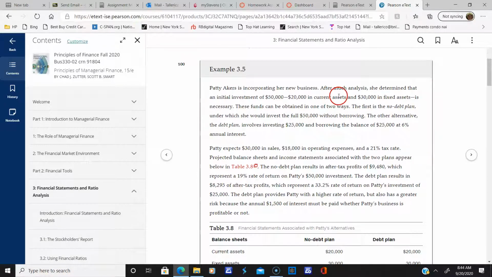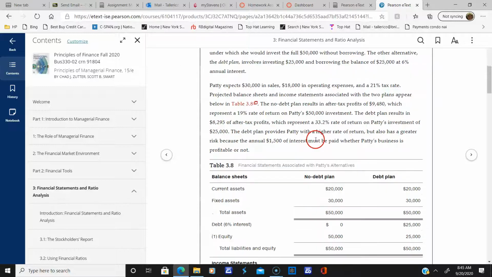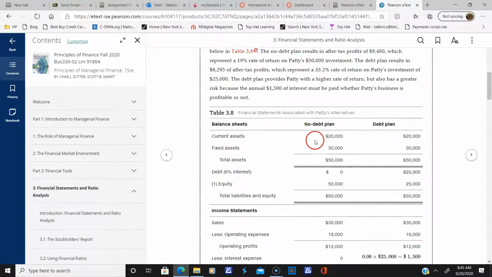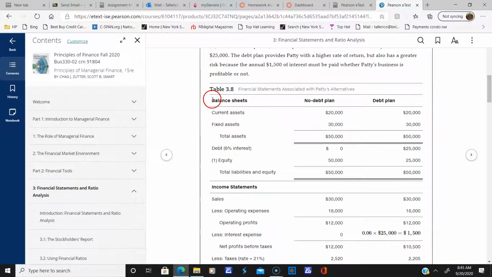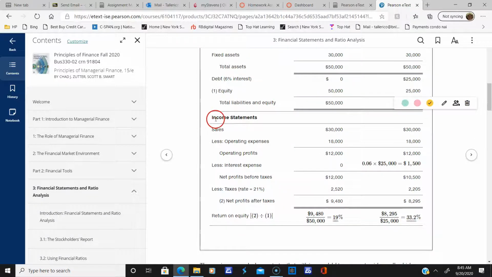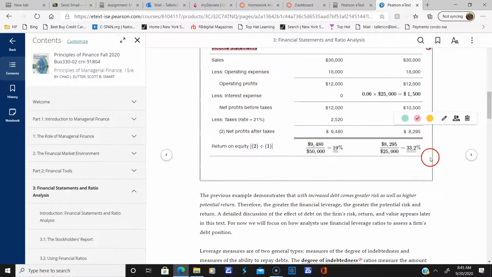Right, so there's a nice example here for Patty Akers, and she's going through her business, right? And here's her balance sheet, right? I don't know, can I highlight that? Yes, I can. There's her balance sheet. And here is her income statement, right? Make that pink, right? And here's her return on equity, right? For each year.